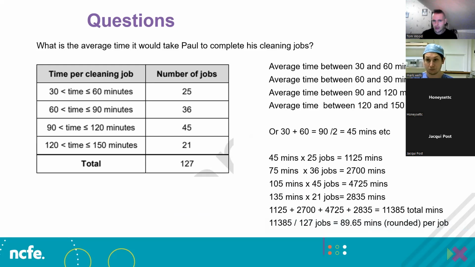We can always check this answer with a bit of an estimate, because I know all of these values here are quite similar, 25, 36, 45. So my mean should fall somewhere in this area, around the middle. If it comes in at 80, 89 there, then that's a good estimation of the mean. It's coming in at the higher end of this spectrum here.